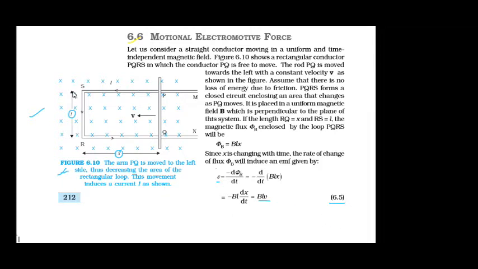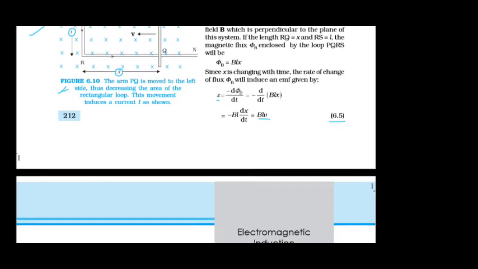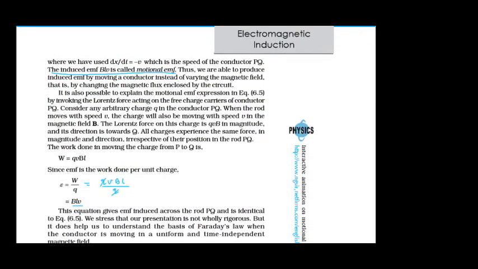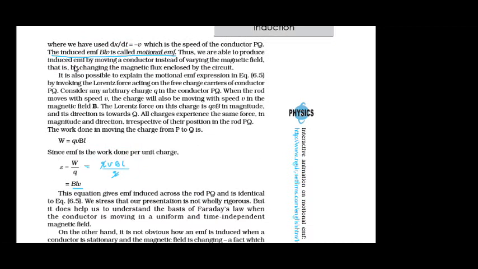Hope this portion is clear, easy. Okay, let us move forward. Where we have used dx/dt = -v, which is the speed of the conductor PQ. The induced EMF BLv is called motional EMF.